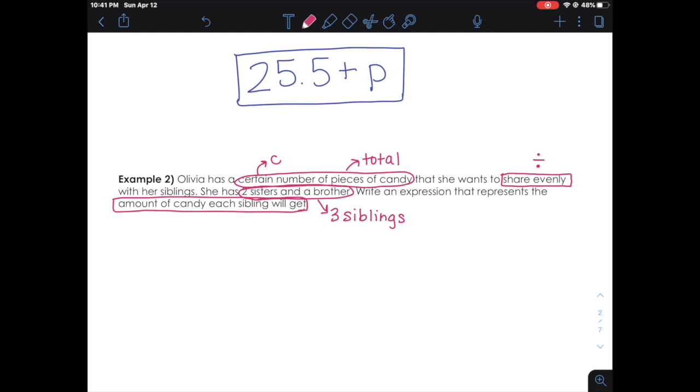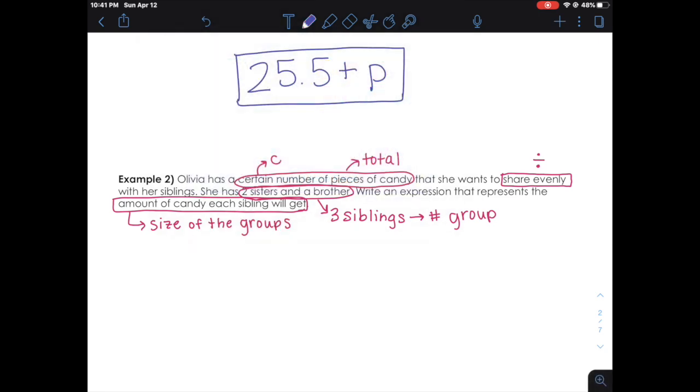All right, so the 3 siblings, since we're doing a division problem, end up being our number of groups. We're going to have one group for the first sister, another group for the second sister, and a third group for the brother. And then what our expression is going to end up equaling is the amount of candy each sibling will get, or the size of those groups. So how many pieces of candy are going to be in each of those groups.